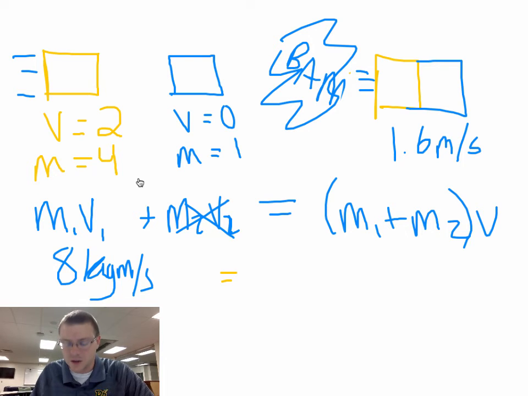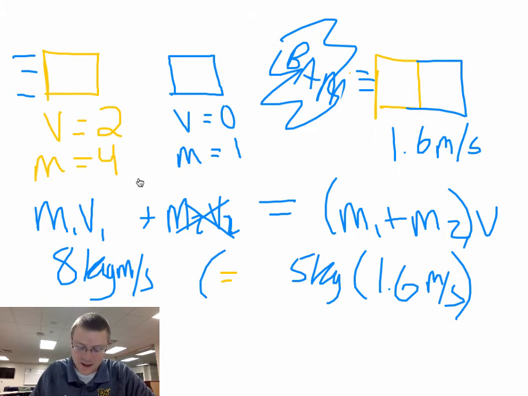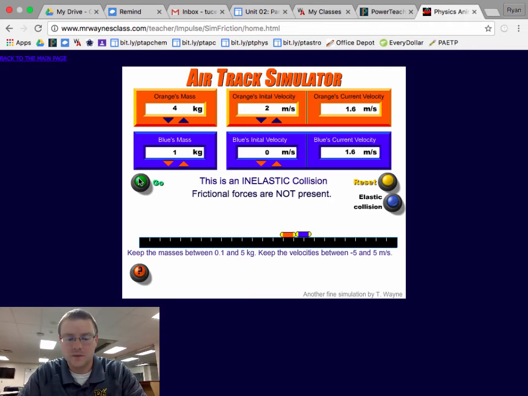So their combined masses here end up being 5 kilograms. Multiplying that by 1.6 gives us 8 kilogram meters per second in the end. So the momentum before does equal the momentum at the end, whether it's an elastic collision or an inelastic collision. But let's analyze that a little bit further.